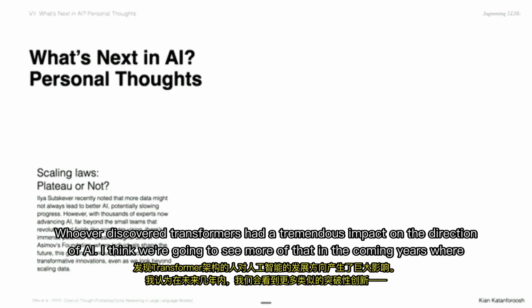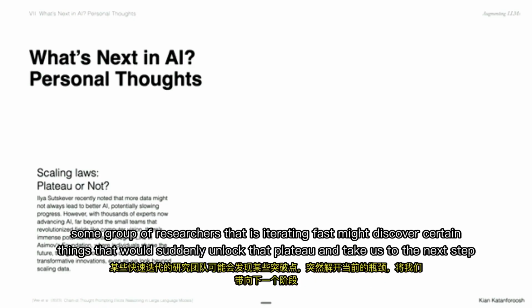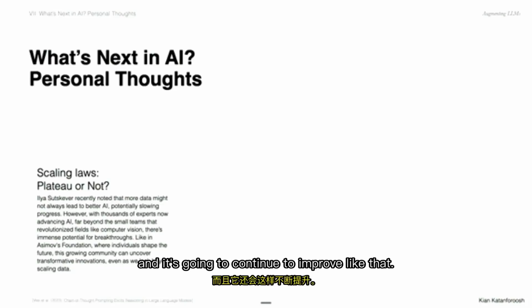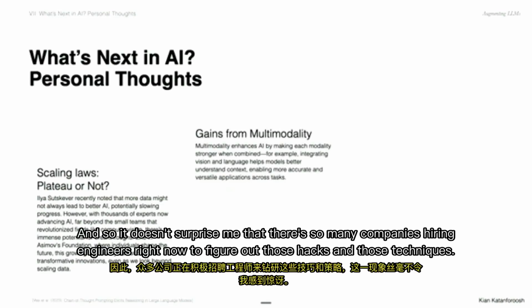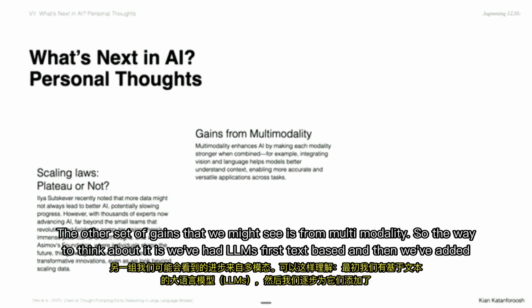Whoever discovered transformers had a tremendous impact on the direction of AI. I think we're going to see more of that in the coming years, where some group of researchers iterating fast might discover certain things that would suddenly unlock that plateau and take us to the next step. And it's going to continue to improve like that. And so it doesn't surprise me that there are so many companies hiring engineers right now to figure out those hacks and those techniques.